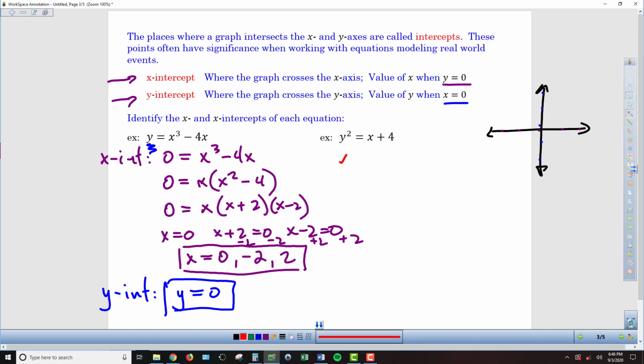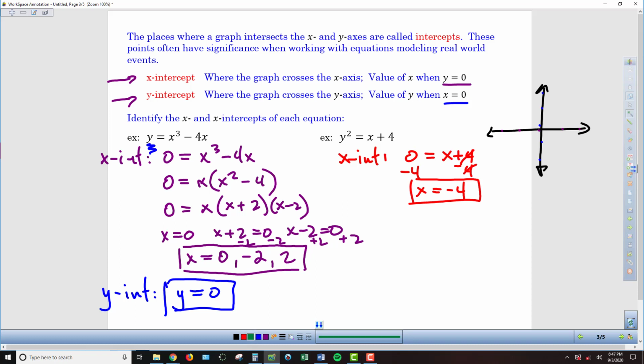For this next one, if we want to find the x-intercept, we're going to set, again, y equal to 0. This time it's y squared, so we get 0 equals x plus 4. This is going to be the easier of the two to solve for. We're just going to subtract 4 from both sides, and then we get x equals negative 4. So this graph just has the one x-intercept. The graph is going to cross through negative 4 on the x-axis.